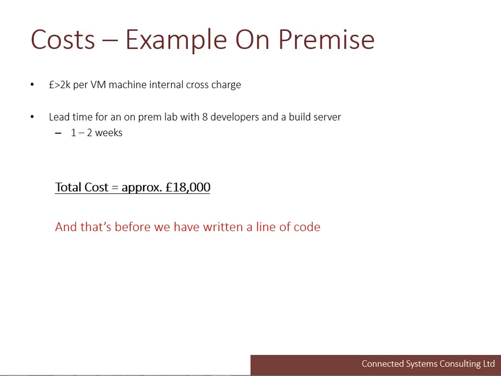Let's look at some of the costings now. So here's an example from one of the customers I've worked with where we look at the infrastructure on premise. Now, if I wanted to create a dev lab or development setup which is based around a bunch of virtual machines that are centrally hosted by our infrastructure team, typically there's about a £2,000 per machine internal cross charge to set a machine up. And normally if I wanted a lab for 8 developers plus a build server, I can expect to take between 1 and 2 weeks to set that up. Now, that's going to be about £18,000 before I've written a line of code.